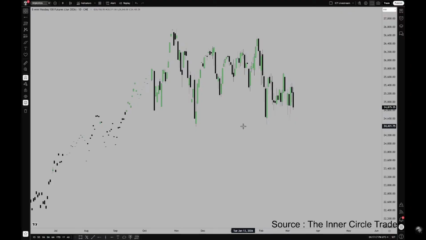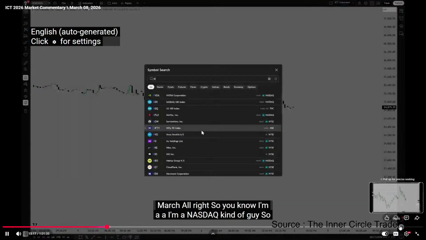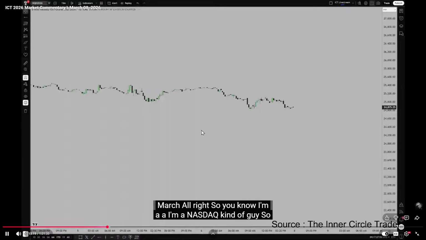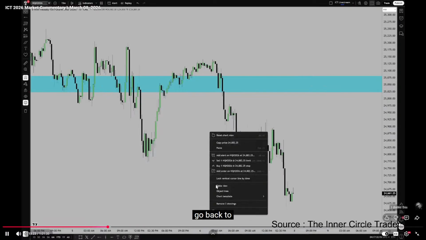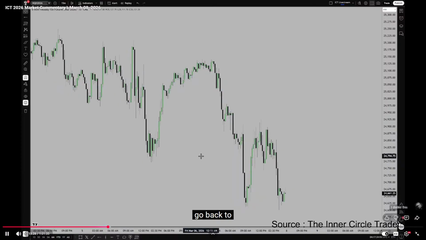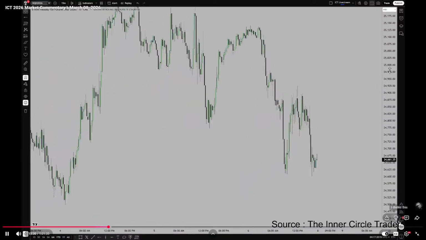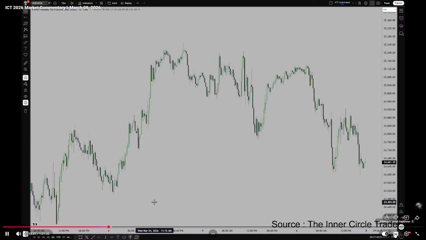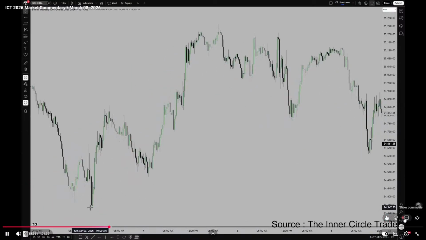All right, so I'm a NASDAQ kind of guy, so we'll start here. We'll drop into a 15-minute time frame, and we'll go back to this price action here. So right away we have sell side resting right here, and then we have sell side resting right there.